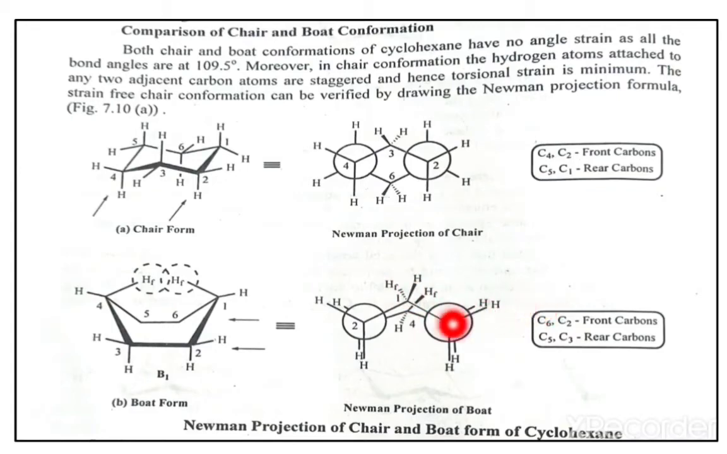Now in this boat form, C2 and C6 are the front carbon, while C5 and C3 are the rear carbon, that means they are the backside carbons. So in this way we draw the chair conformations and the boat conformations. This is chair and this is boat conformation and their Newman projection form. This is the most important, the chair conformation and this is the Newman projection of chair. This is boat, and this is the Newman projection of the boat form. So this is a simple explanation about the Newman projection of chair and boat forms.